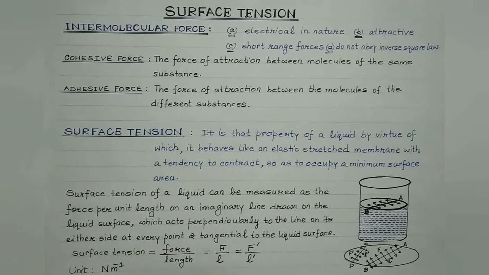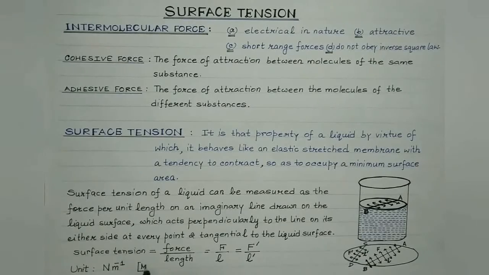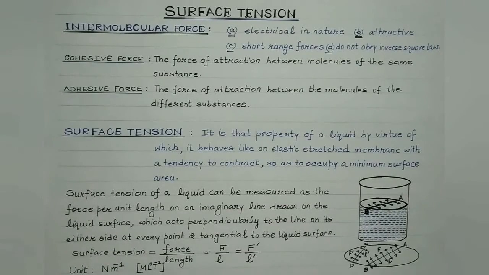And the dimensional formula would be M L^0 T^-2. This will be the dimensional formula for surface tension. Newton is kg meter per second square. Meter per meter will get cancelled. We will be left with kg per second square. So accordingly, the dimensional formula of surface tension is M^1 L^0 T^-2.